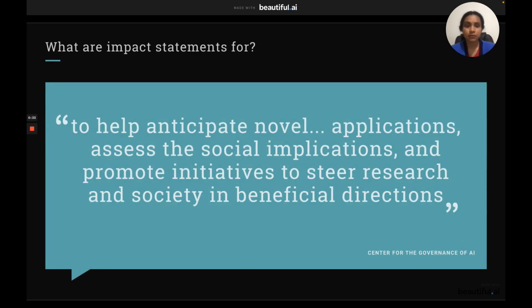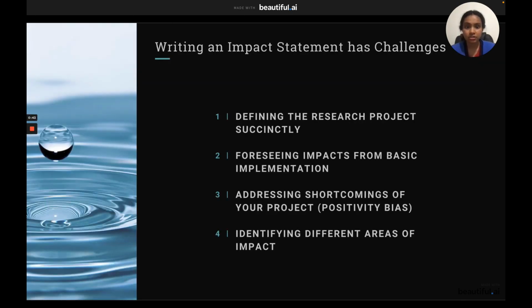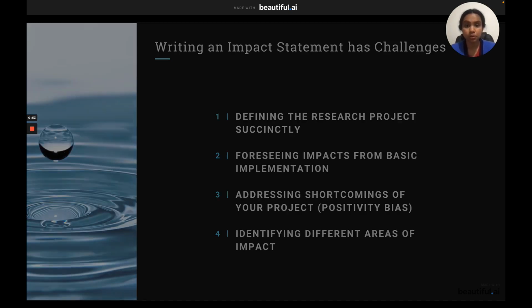Impact statements are designed for researchers to be able to anticipate how novel applications will impact the world, that is, both social harms and social benefits, and help steer research in the right direction. However, impact statements have challenges. You have to define the research project succinctly, foresee impacts from a basic implementation, and most importantly, overcome common positivity bias to be able to identify different areas of impacts and address the shortcomings of your project.